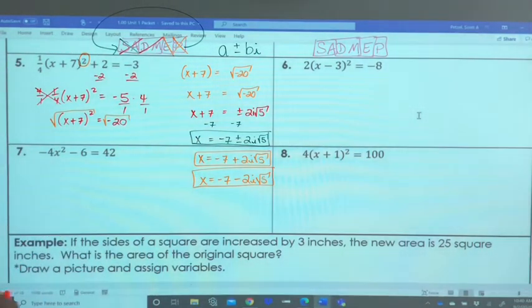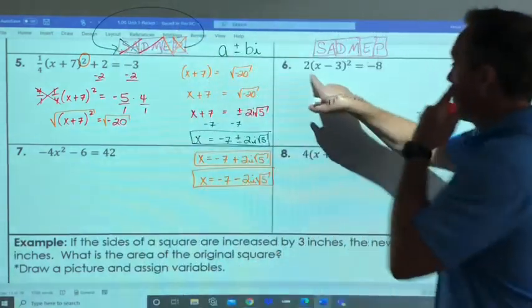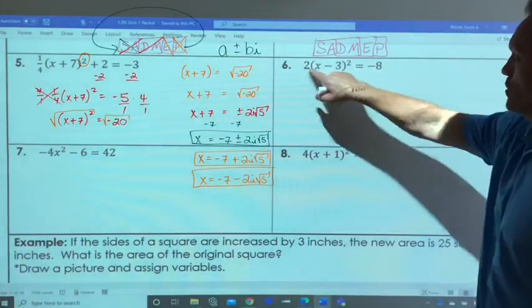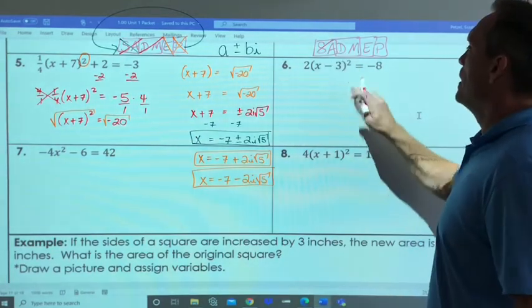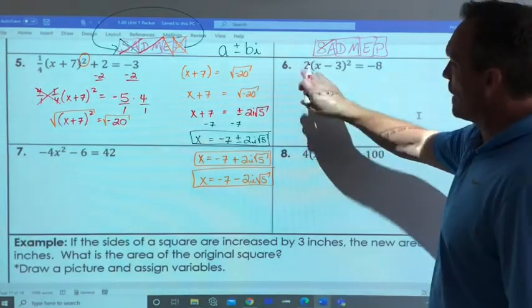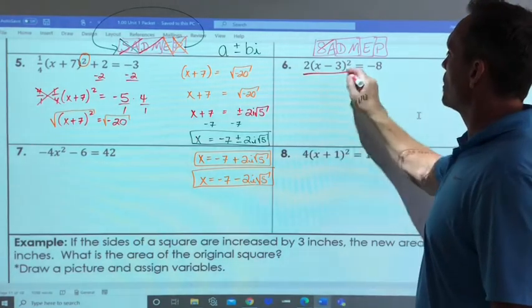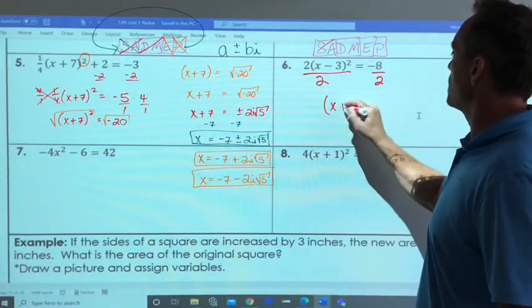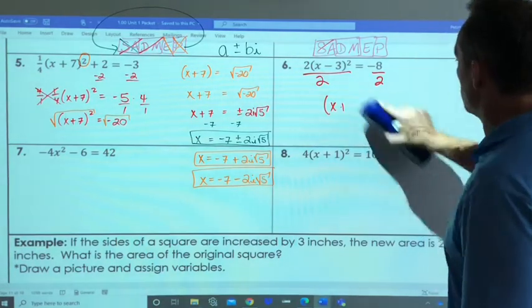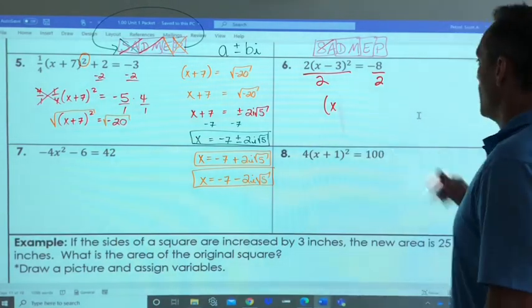Okay? Let's go over to the next one. Here I don't have anything multiplied, added or subtracted on this side, so I don't have to deal with that. I do have something multiplied. I have this 2 multiplied, so I'm going to divide it by 2 on both sides and end up with x. Almost root. Well, there's the bell.